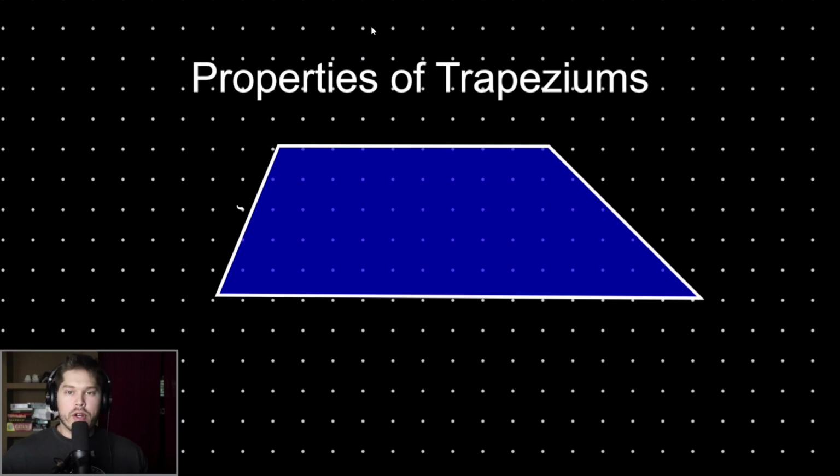In today's video we're going to be talking about the properties of trapeziums. Trapeziums are just the family name for trapezoids. There's three types of trapezoids, so let's just dive right into it.